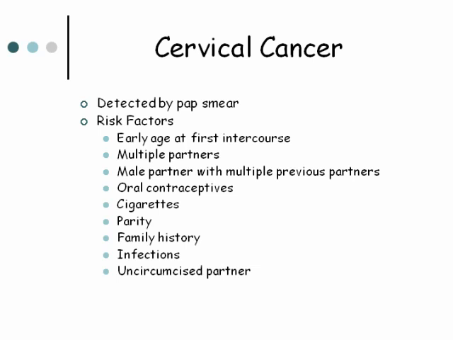Some risk factors there: girls that have had intercourse at an early age, those that have had multiple partners, a male partner with multiple previous partners, women who take oral contraceptives, oral birth control pills, smoking, those who have had children. That's what parity is. Parity means that they've had children. Just having children or giving birth puts you at risk for cervical cancer. Having a family history of cervical cancer, certain infections, and then having intercourse with an uncircumcised partner that doesn't have very good hygiene is at risk.